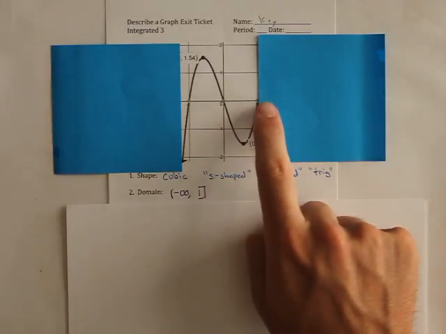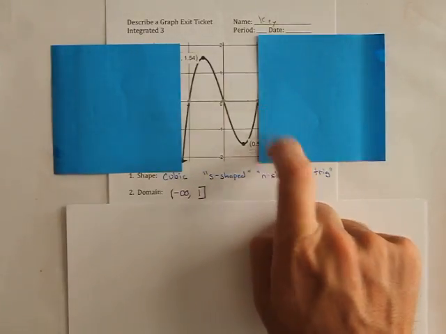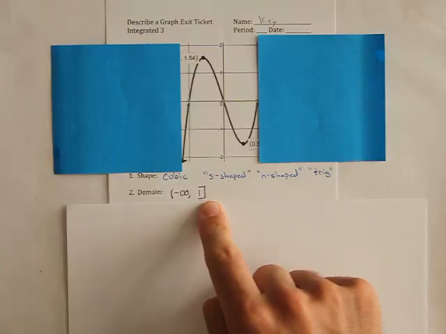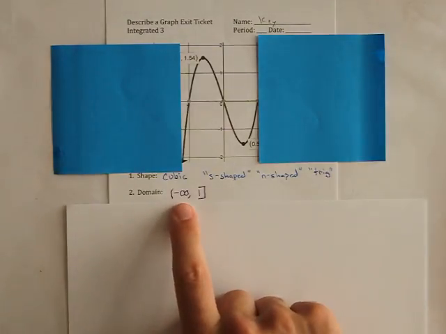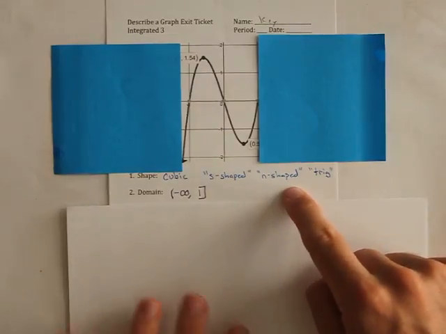And on the right-hand side, I hit right at 1. That is a closed dot, so it's an included point, and it would get a bracket. So my domain would be parentheses, negative infinity, to positive 1 with a bracket.